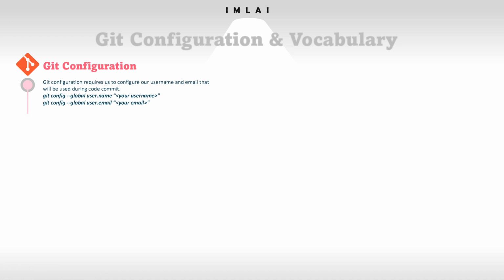So always and always you make the Git configuration, then only you start working on the other aspects of Git. So now let us look into Git vocabulary. Git is now configured and is ready to use.